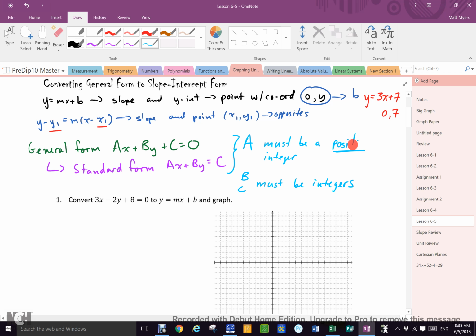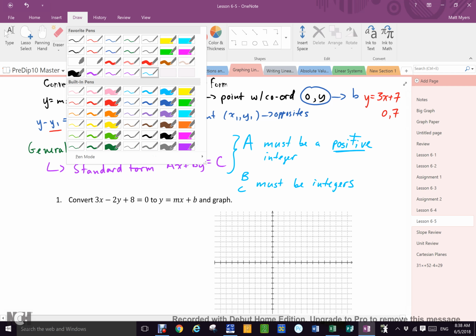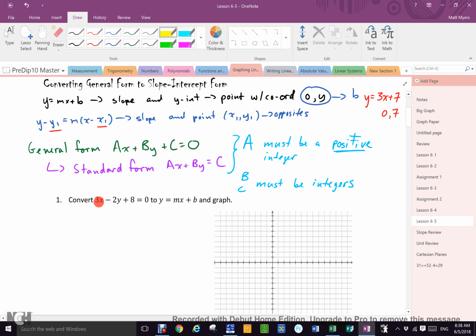Everybody cool? All right. So look now at the first one we are going to work with in number 1 there. What form is that? General. That is general form. Yes, sir. General form. Yes, sir. Don't disrespect the troops like that.